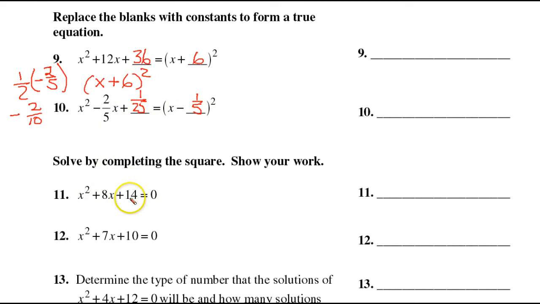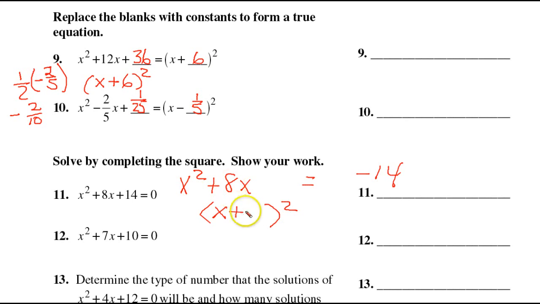Okay, solve by completing the square. We'll do one of these. So x squared plus 8x. The first thing we do is move our c term over to the other side. Put our parentheses. X goes there, plus goes there. Half of this is 4. Now we square the 4 and get 16 that we have to add to both sides. So we now have this equals 2.